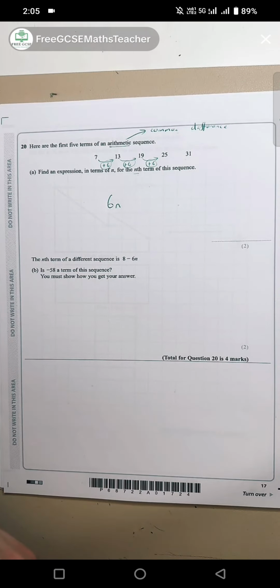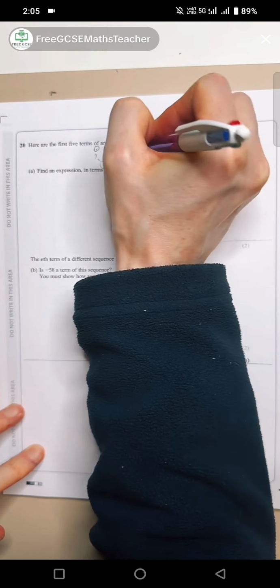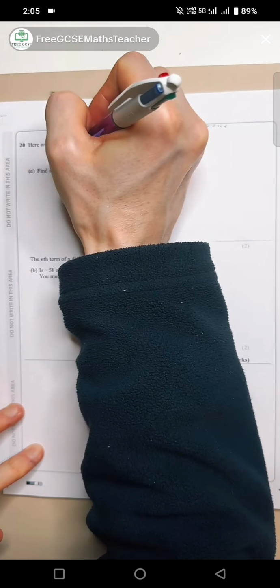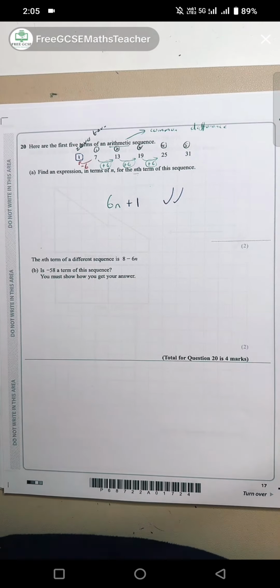Then we always work backwards to find the 0 term. So the 0 term comes before the first term. This is the first, this is my second, third, fourth, fifth term. So therefore, we do the opposite. We work backwards. The opposite of add 6 is subtract 6. And 7 take away 6 gives you 1. Whatever you get here, that's called our 0 term. That's what goes on the end. So as it's 1, it's just 6n plus 1 for 2 marks. So does that make sense or not?